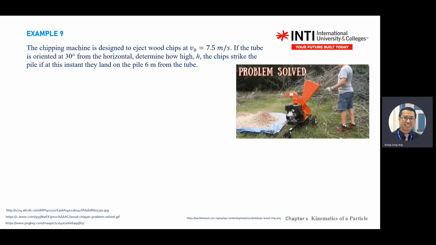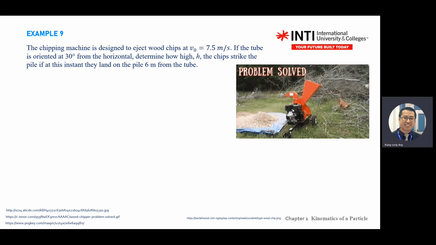Okay, one more example before we go for a short break. Okay, or maybe we continue. We can continue. Okay, we have a chipping machine. Most of the time in Malaysia, we don't see this machine.